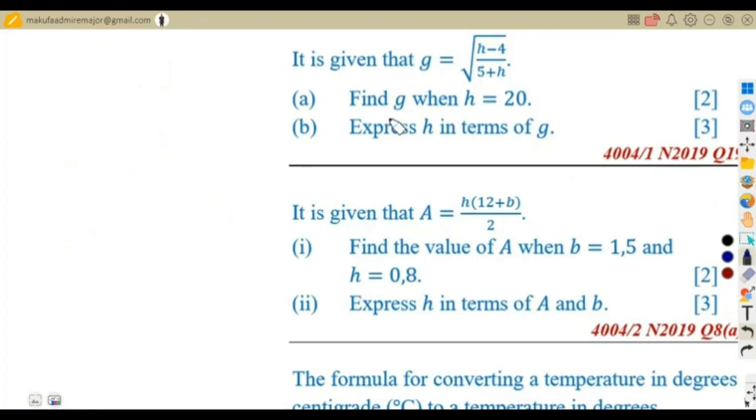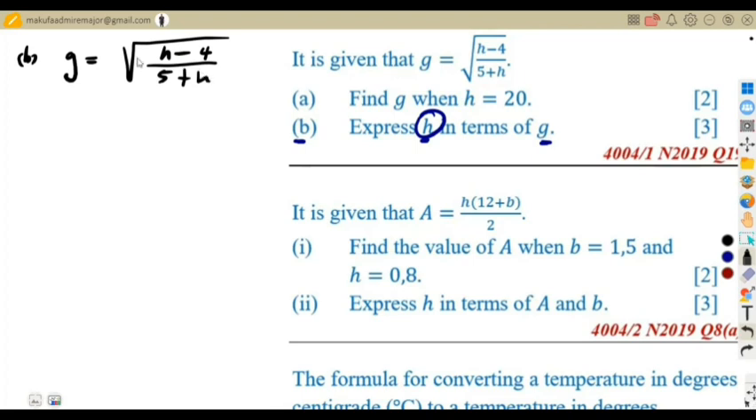All right, then on the B part, you're now asked to express h in terms of g, that is, make h the subject of the formula. So what are we going to do in this case? We have g, which is equal to the square root of h minus 4 over 5 plus h. By the way, to write 5 plus h and to write h plus 5 is just one and the same thing. A plus b, b plus a is just one and the same presentation.